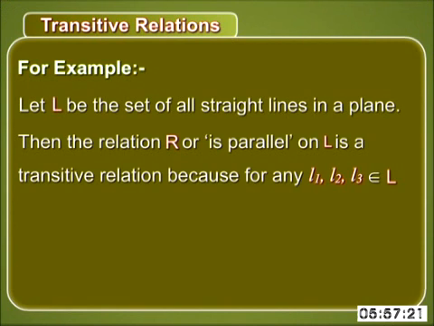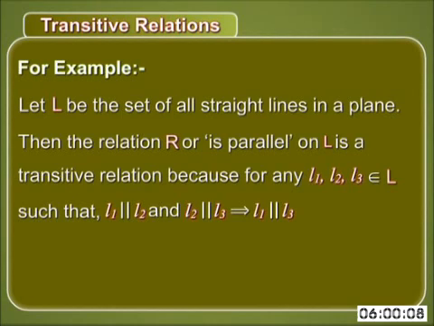For example, let L be the set of all straight lines in a plane. Then the relation R, 'is parallel to', on L is a transitive relation, because for any L1, L2 and L3 belonging to set L, line L1 is parallel to line L2 and line L2 is parallel to line L3 implies that line L1 is parallel to line L3.